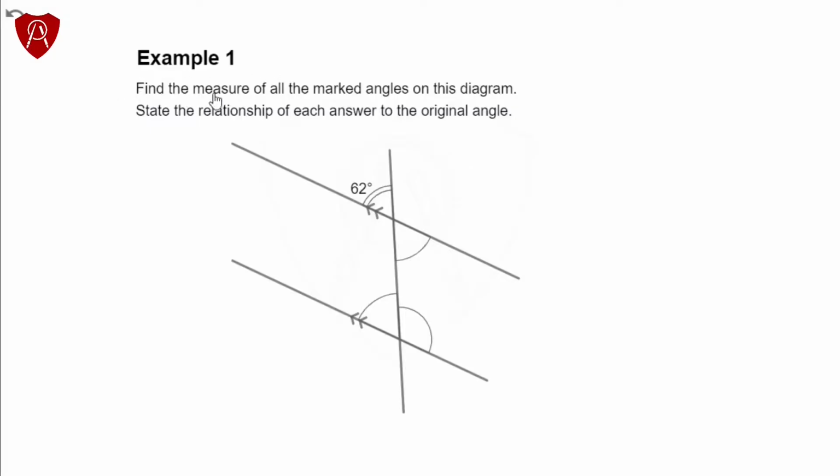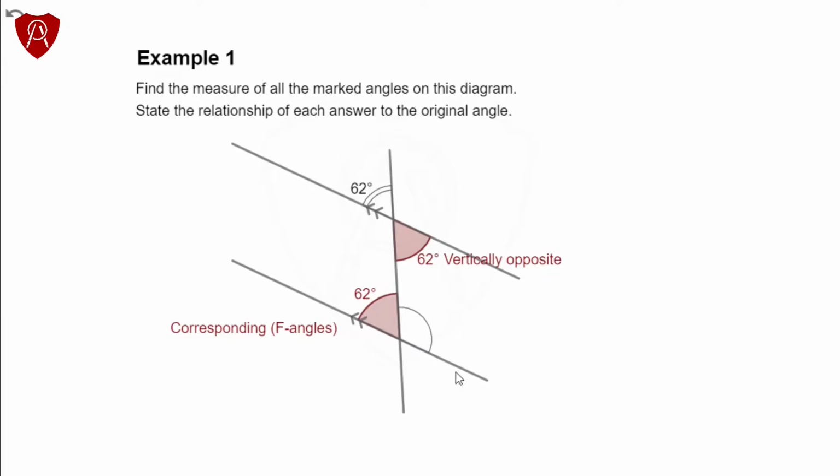Example 1. Find the measure of all the marked angles on this diagram. State the relationship of each answer to the original angle. So the original angle is marked as 62 degrees. And we would like to use that to solve the other three marked angles. We start with this one, and it is quite clear it is an opposite angle to the 62 degrees, so that is quite easily 62 degrees as well. Then we look across, and this one here forms an F setup with the original 62 degrees. F angles are always equal, so this angle is 62 degrees.